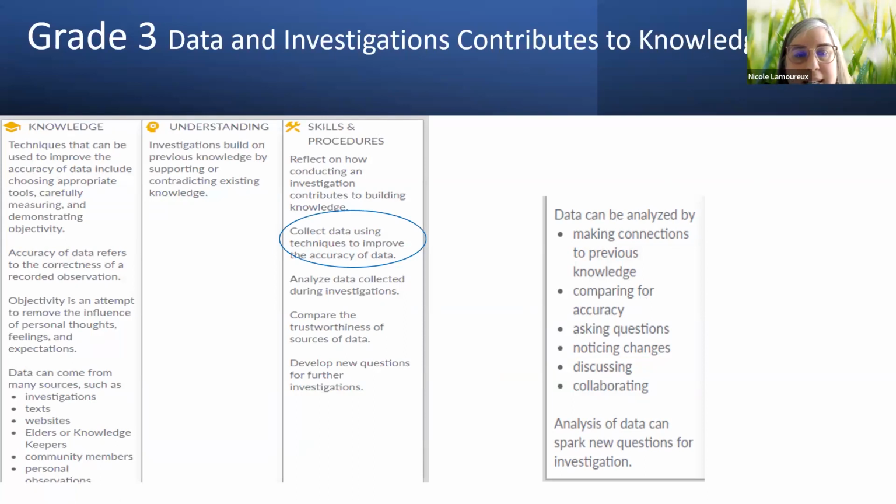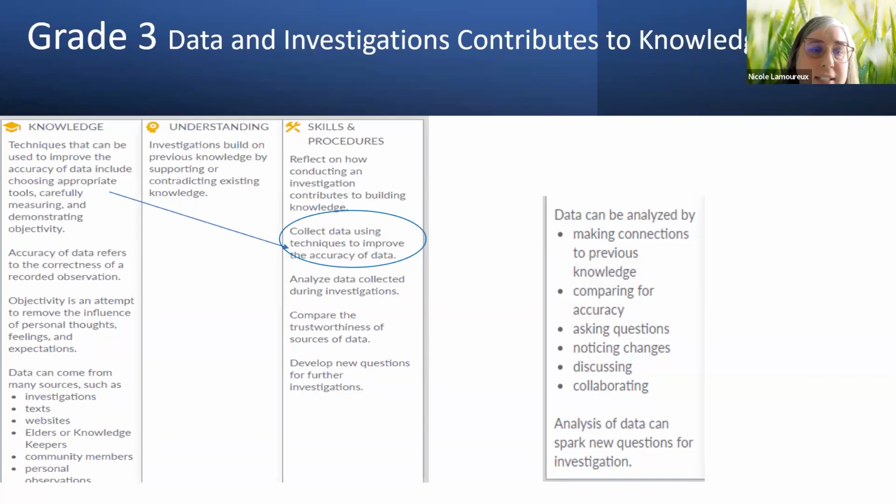So they're going to collect data using techniques to improve the accuracy of data. Well, what are the techniques? Okay, and that is laid out. In order to collect data using those techniques, the students need to know them, but it gives us the parameters of what we're expected to teach.